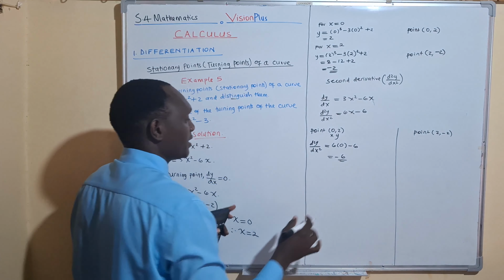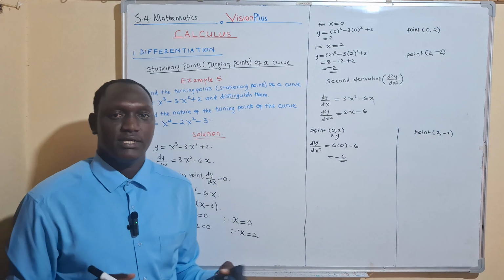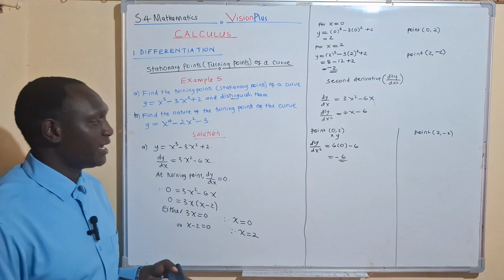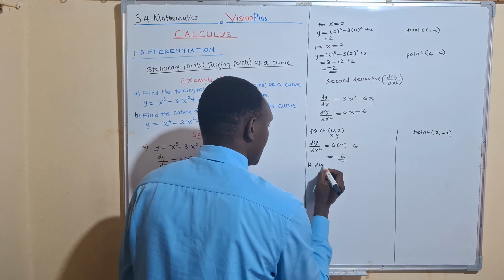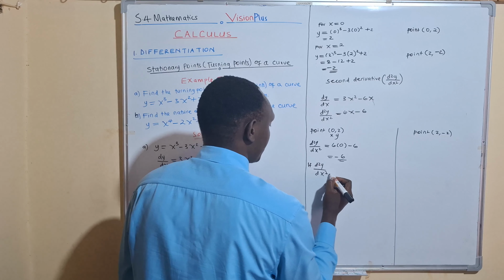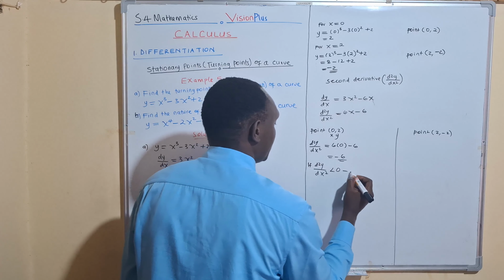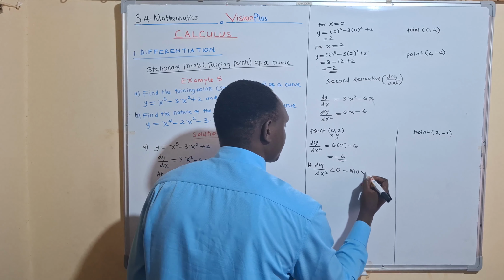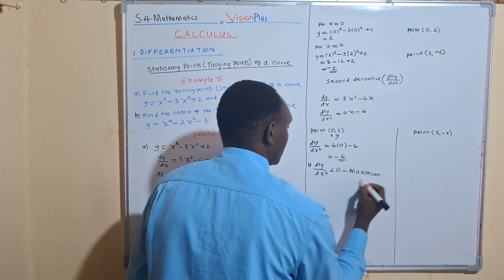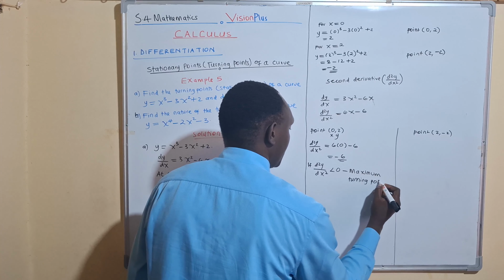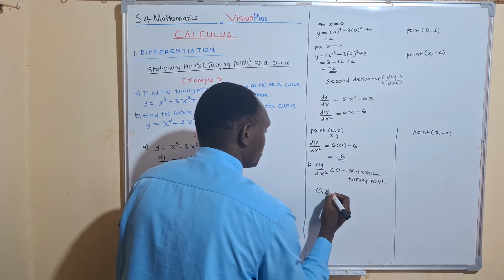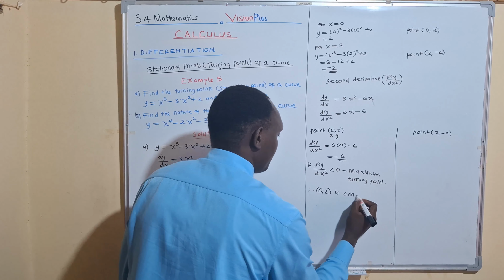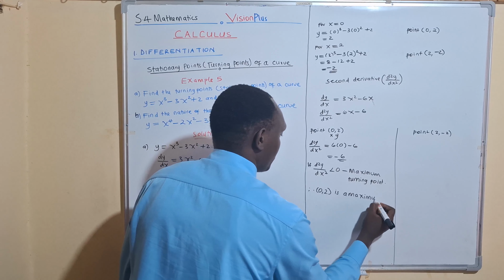Then you judge, is negative 6 more than 0, is it equal to 0 or less than 0? Any negative number is less than 0. So we say if d squared y dx squared is less than 0, it means we have a maximum stationary point or turning point. Therefore, this implies that the point 0 and 2 is the maximum turning point.